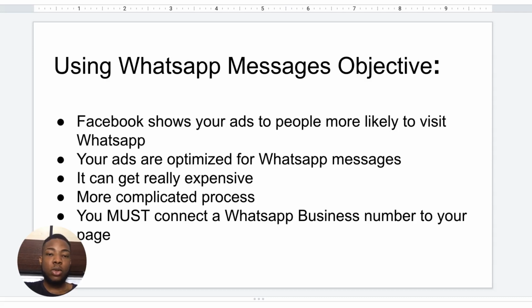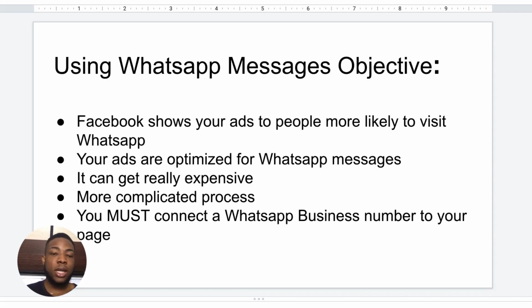For the first one, which is the WhatsApp messages objective, in using this objective, Facebook ads shows your ads to people that are more likely to visit WhatsApp. If you know anything about Facebook, like if you watched my complete Facebook ads tutorial or you've gotten my course, you know that Facebook has a way of showing the ads to different people based on the objective that you select. So when you select the WhatsApp messages objective, Facebook is going to show your advert to people who are more likely to actually visit WhatsApp just because you selected that objective.